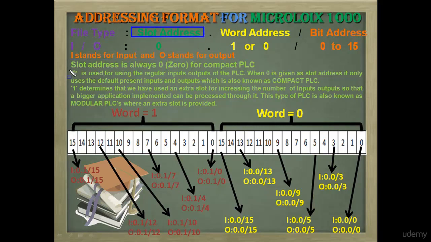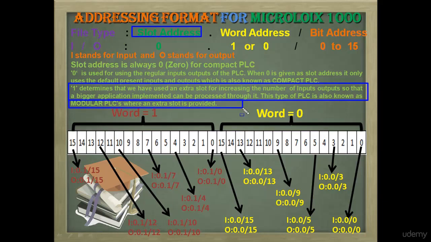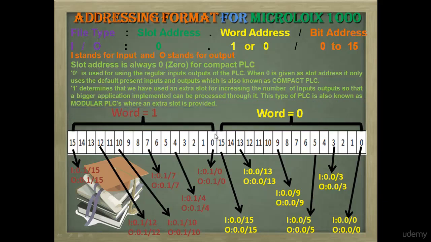Slot address. Here 0 is used for the regular inputs and outputs of the PLC. When 0 is given as the slot address, it only uses the default present inputs and outputs, which is also known as a compact PLC. 1 determines that we are using an extra slot for increasing the number of inputs and outputs so that a bigger application can be implemented. This type of PLC is also known as a modular PLC, where an extra slot is provided.